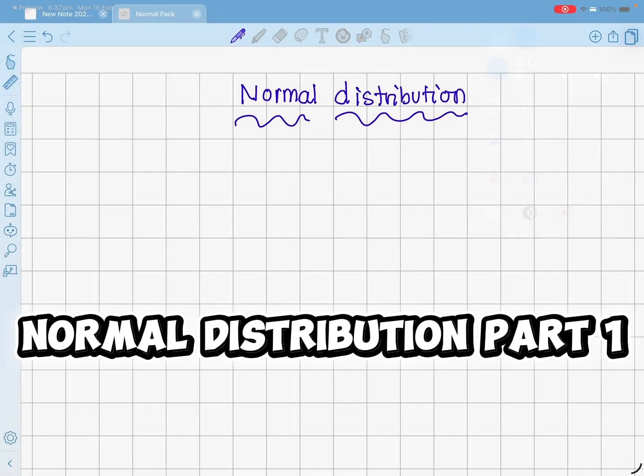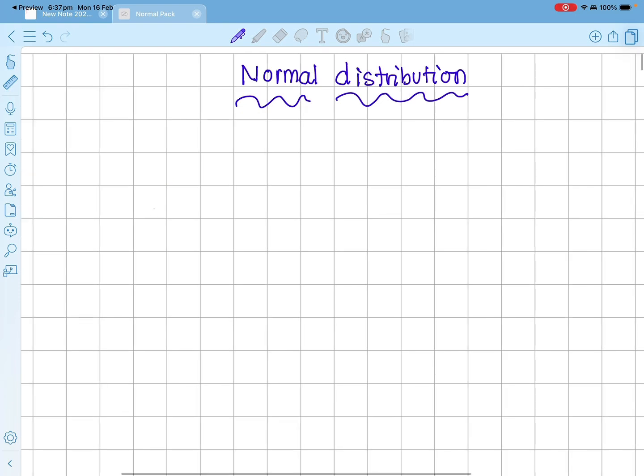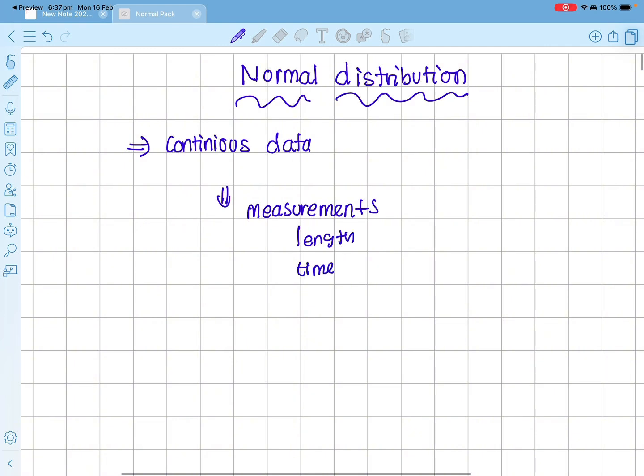So normal distribution is done for any continuous data. If the data is anything to do with measurements, like length, time, temperature, weight, mass, anything to do with measurements will be continuous because it takes a range of answers.